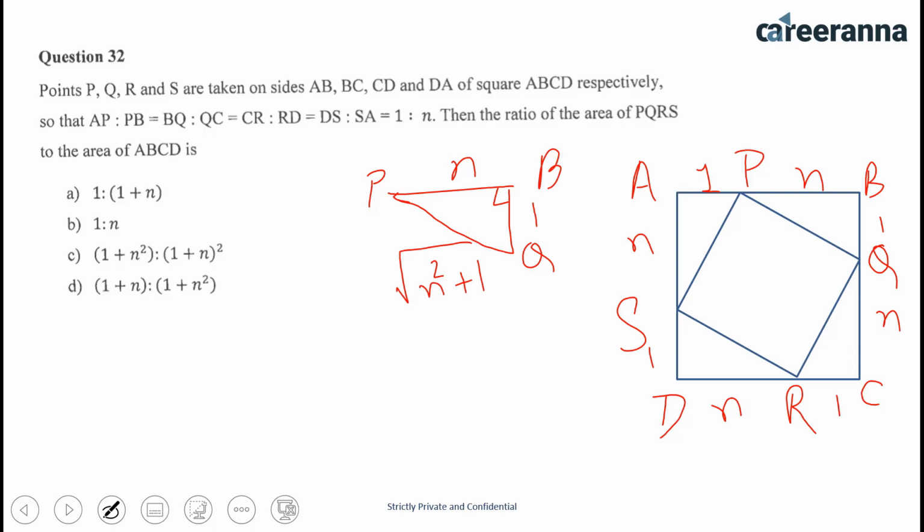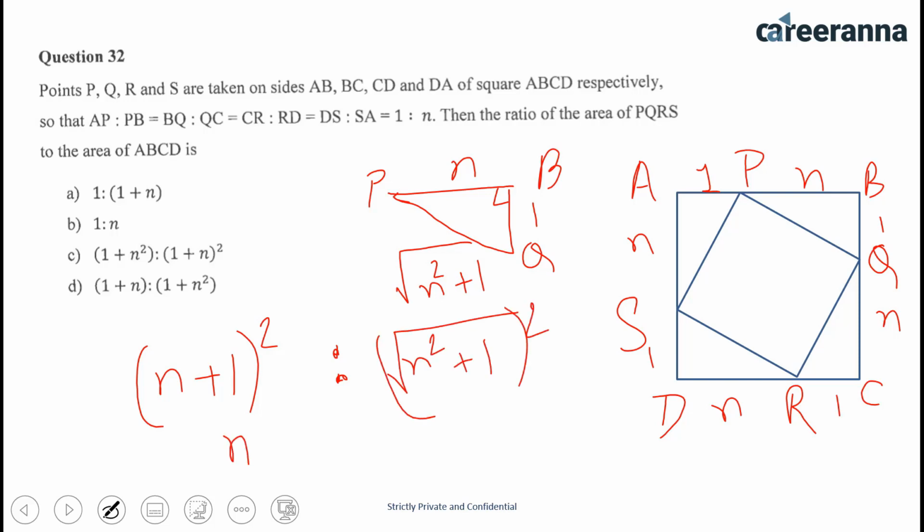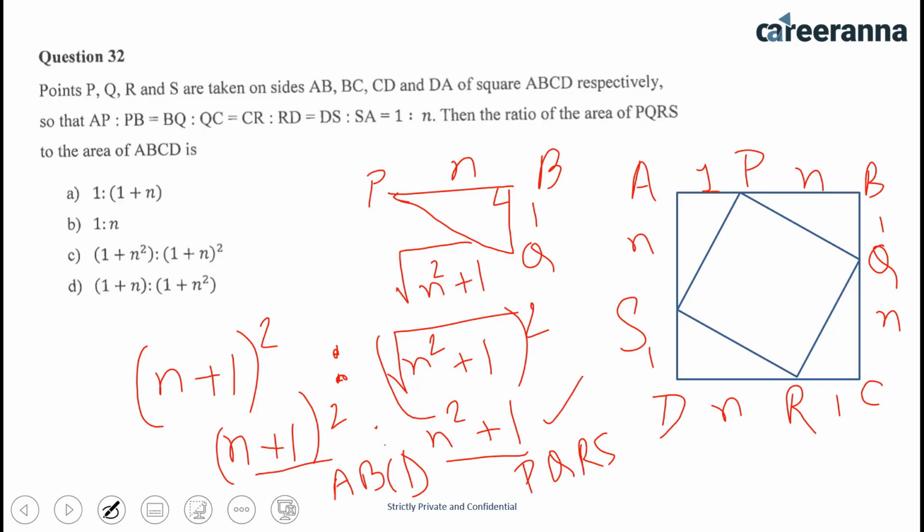So the side of ABCD is N plus 1, so the area will be its square. The side of PQRS is root of N square plus 1, so I need to square this as well. The ratio of the areas becomes N plus 1 whole square is to N square plus 1. The question is asking PQRS to ABCD, so the first value is N square plus 1. That means C is our answer.